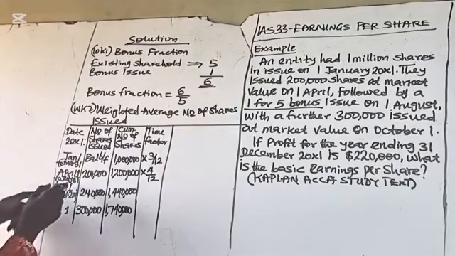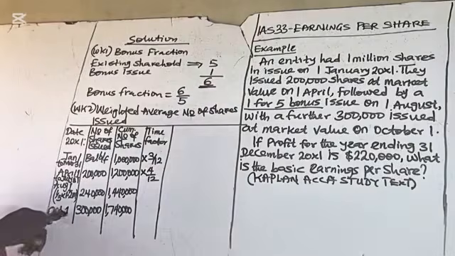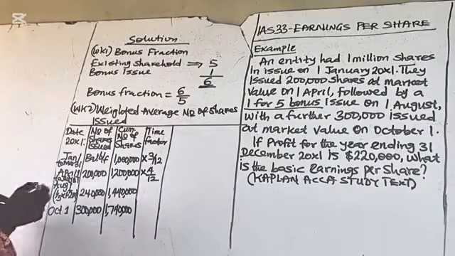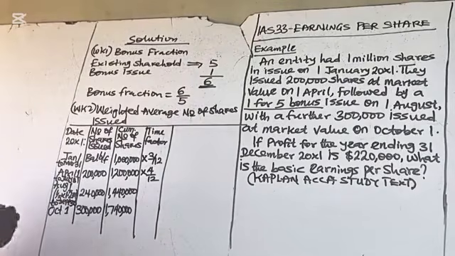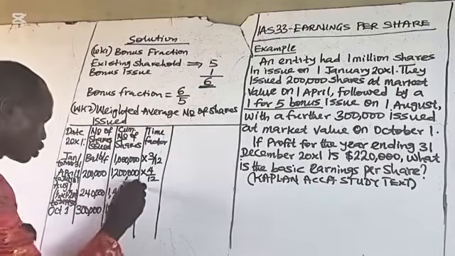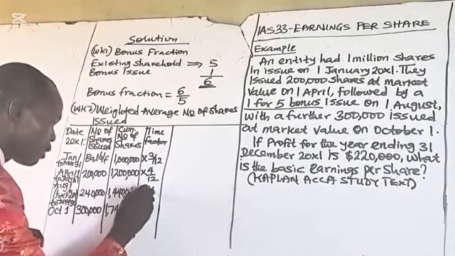Then after the next one was issued on August 1st, the next issue is October. That means we have from August 1st to September 30. If you count from August to September, August, September, that is 2 months. So that means we use 2 months to multiply this, 2/12.